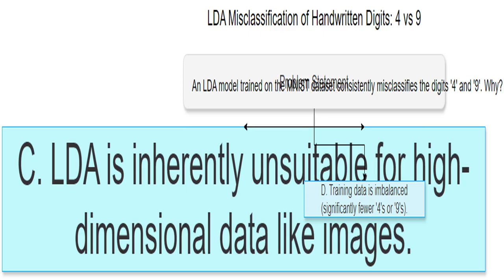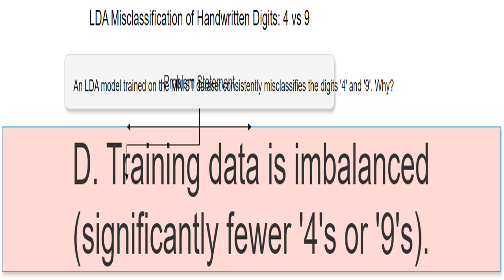It's possible I chose the wrong algorithm for this task. Some algorithms struggle with high-dimensional data, like images, but this isn't inherently the case with LDA. I believe other factors are more likely responsible for the misclassifications. This option seems unlikely.